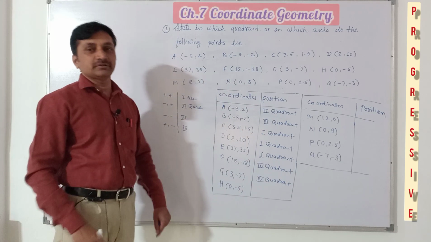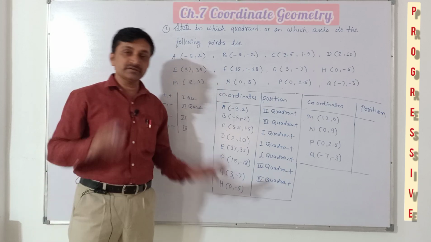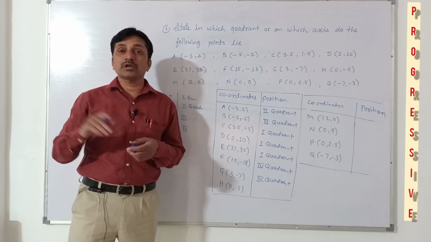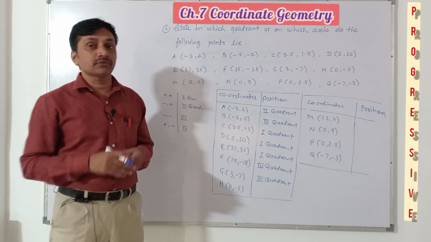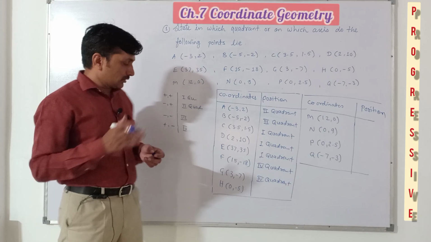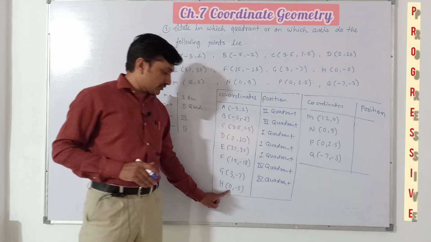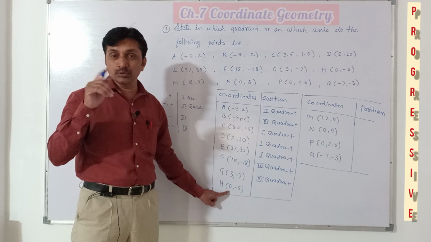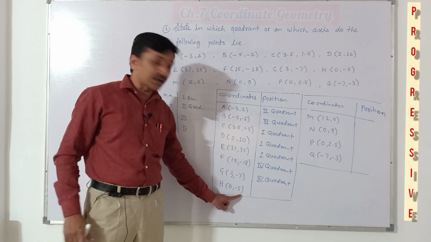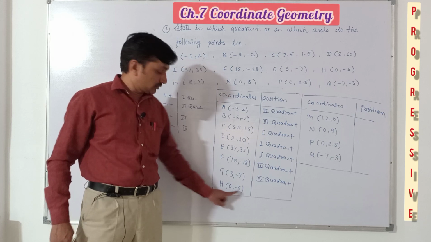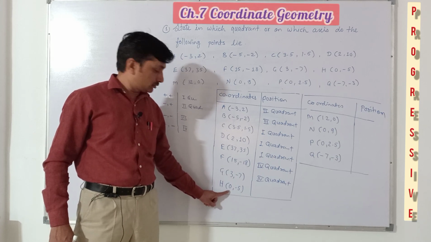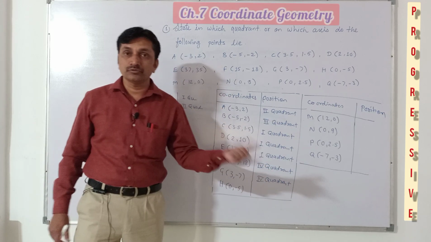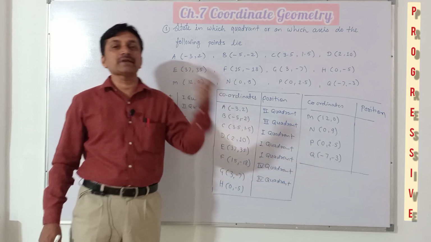0, minus 5. Now here is a problem, because if any one of the coordinates is 0, then it does not lie in a quadrant, it lies on an axis. Now on which, x or y? That also I tell you. First number means x coordinate, second number means y coordinate. If the first coordinate is 0, it lies on the y axis. If the y coordinate, the second coordinate, is 0, it lies on the x axis.